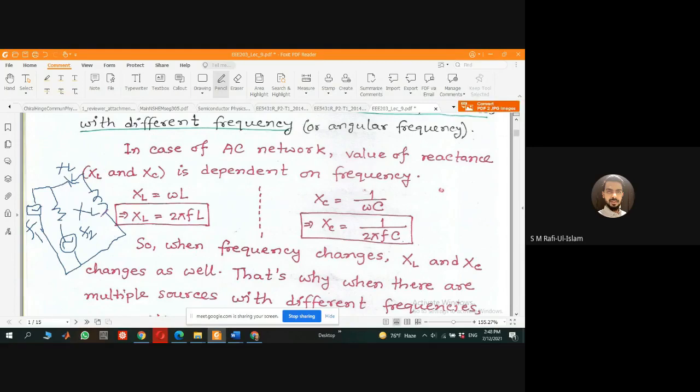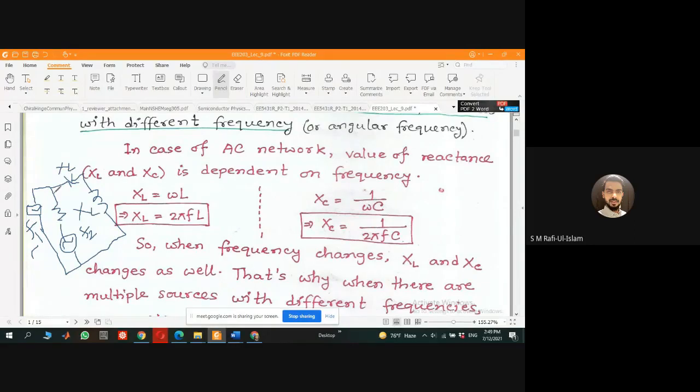So in that case, if I want to calculate the current passing through this or the voltage across this, that will create some ambiguity initially. Although after some time the circuit will settle at a different frequency at which it will be balanced. But in that situation, the superposition theorem would be really helpful. How?